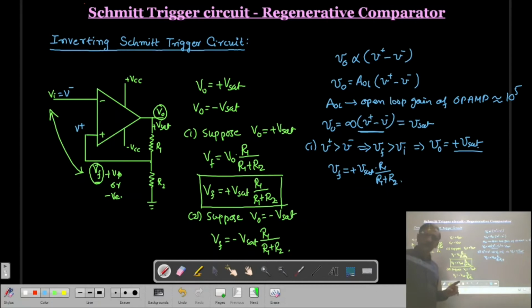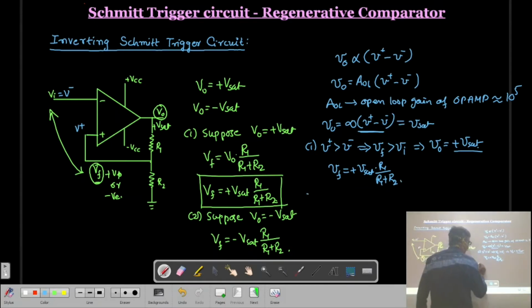Remember, whenever the non-inverting voltage is greater than the inverting voltage, at that time the output voltage will be plus V saturation, and that will give you a positive feedback voltage.